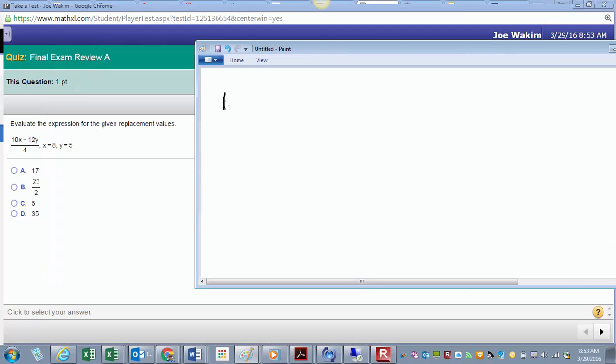Okay, so 10, instead of x, I'm going to substitute 8, minus 12. Instead of y, I'm going to substitute 5. And all of this should be divided by 4.